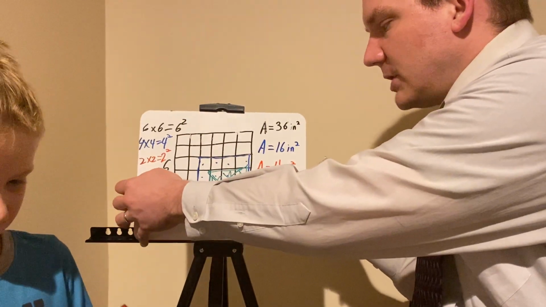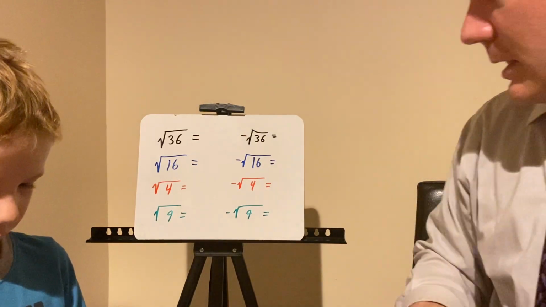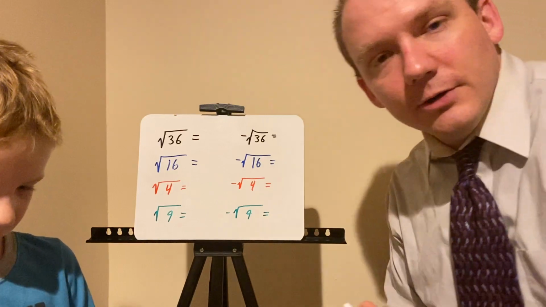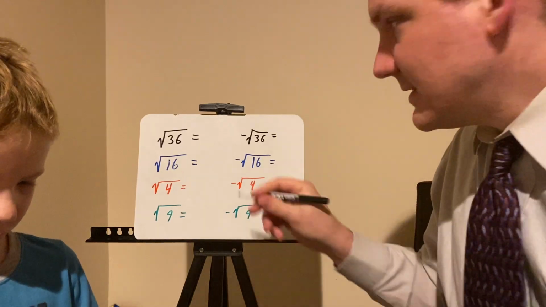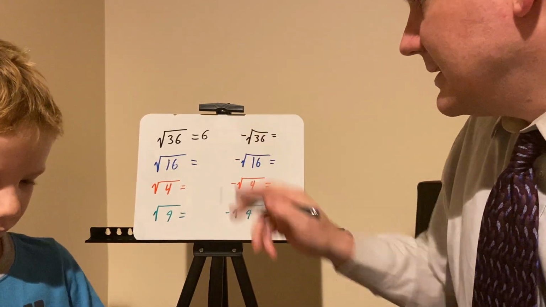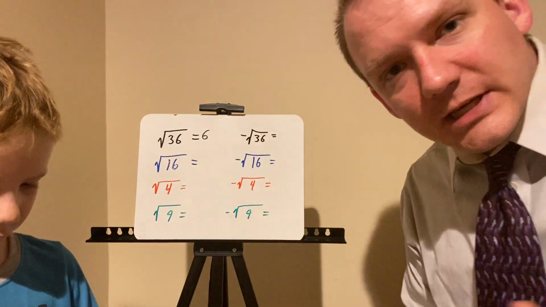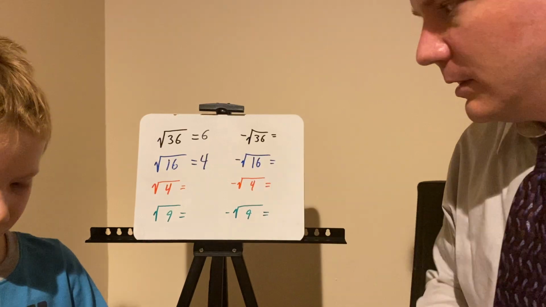Now, sometimes you can start with the area, and you can take the square root. So I'm taking the square root of 36. I think back to what that square would be. What are the side lengths? The square root of 36, that had side lengths of 6. So the square root of 36 is 6. And then I go to the square root of 16. Those side lengths were 4. So the square root of 16 would be 4.